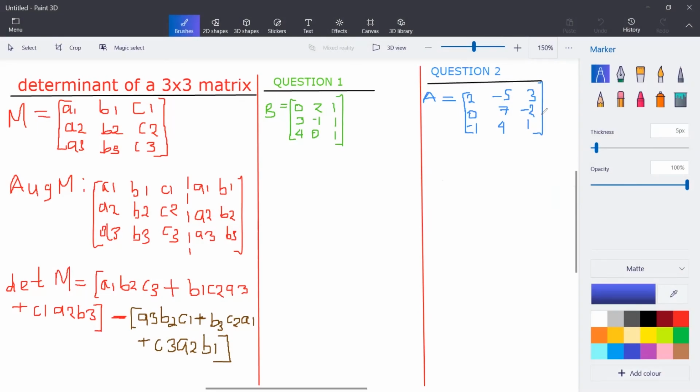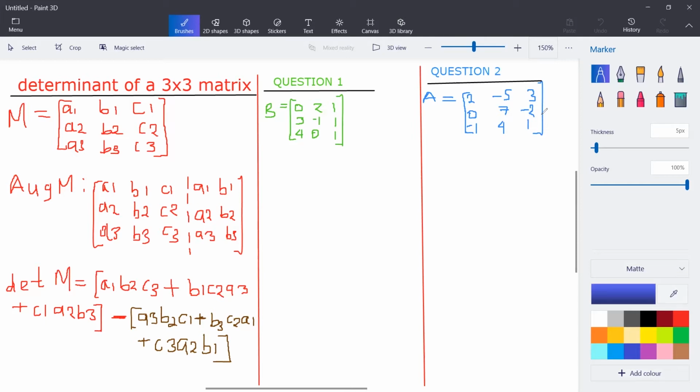Hello everyone, welcome to my channel, and in this video we are going to work out the determinant of a 3x3 matrix. So we have two questions there, the question in green and the question in blue. We'll solve both of these questions using the steps I've laid down on the left hand side of your screen, and by the end of this video you should be able to work out the determinant of any 3x3 matrix.